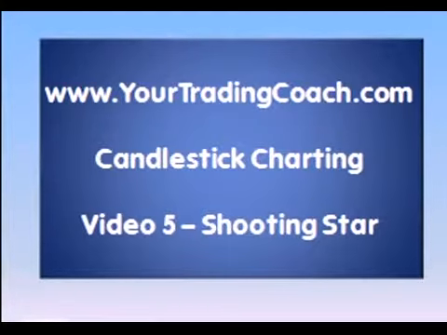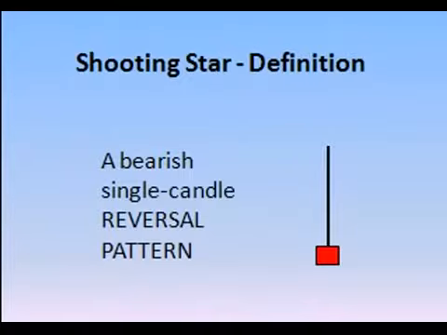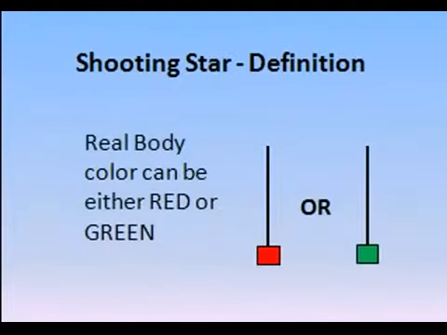Today we're going to look at the shooting star, a very simple but very effective trading pattern. The shooting star is a bearish reversal pattern. It consists of only one candle as displayed in the video here. The real body can be either colour, red or green, or black or white depending on your chart settings. The red, of course, is slightly more bearish than the green, and I'll demonstrate that shortly when we discuss the psychology or sentiment of the pattern.